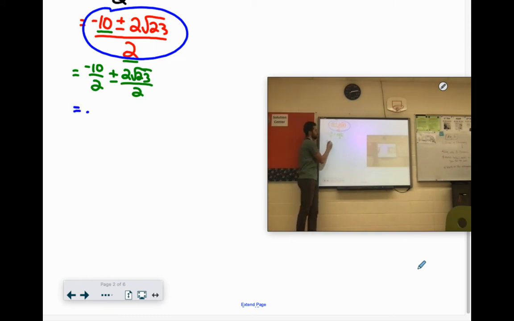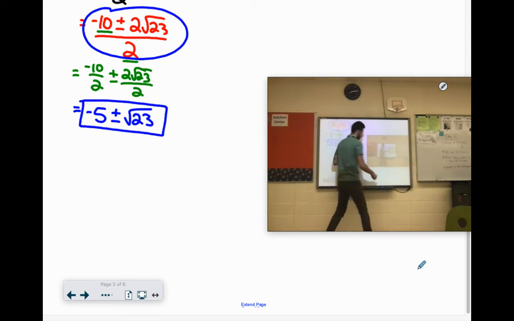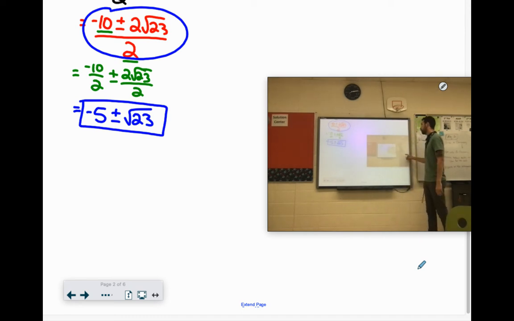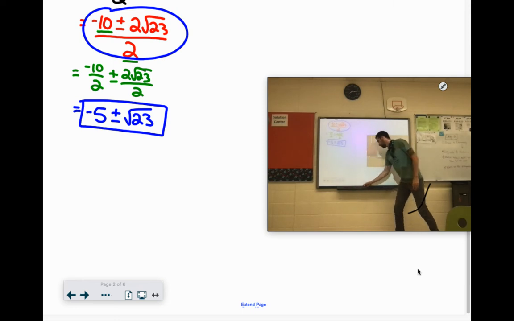Negative 10 divided by 2 is negative 5, plus or minus 2 root 23 over 2 would just be 1 root 23. So this is our final answer in simplest form. That is an exact answer. That shows you both solutions, both real solutions, because it had a positive square root.